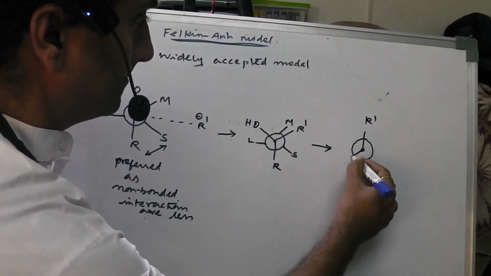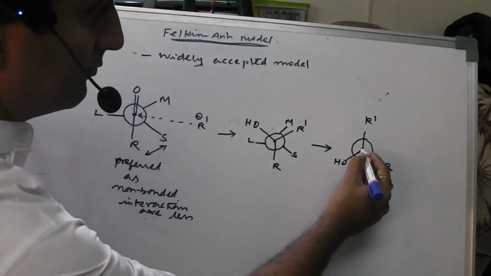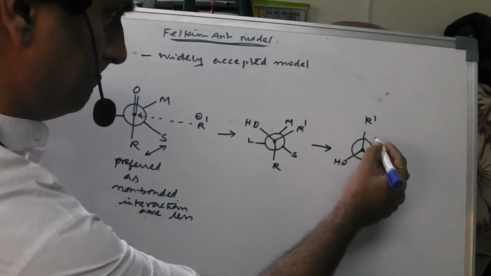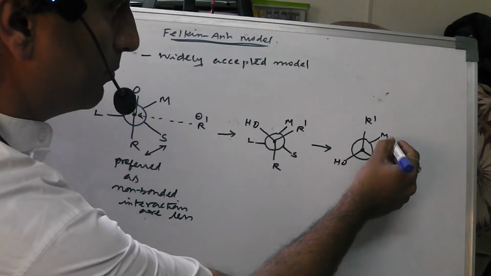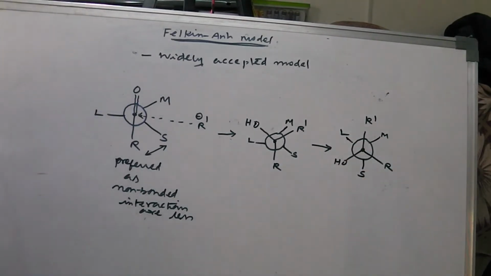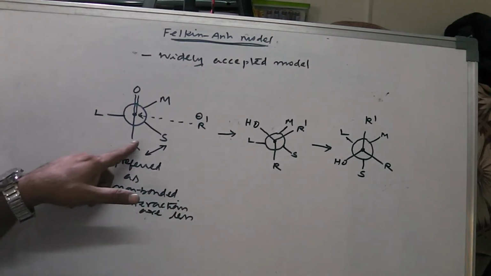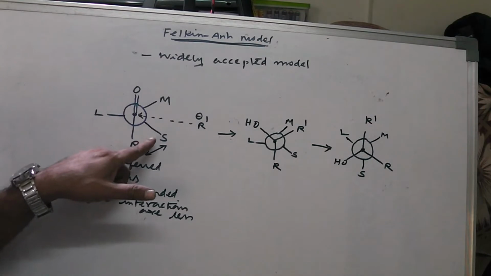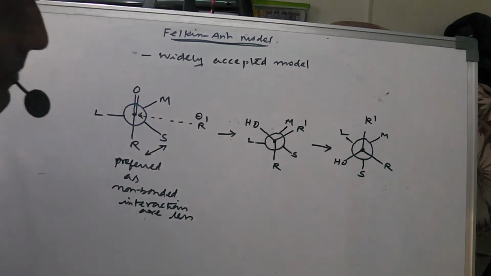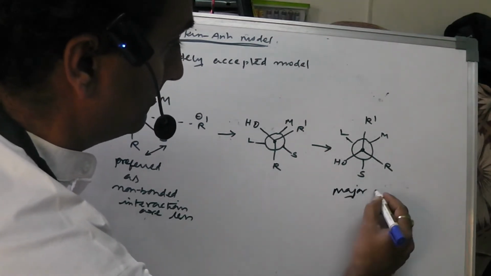R prime, OH, R. This is the front carbon. Now the medium sized group, L group and S group. This will be the major product because the interaction is between R and a small group. Less energy interaction. So this will be the major product that we can predict.